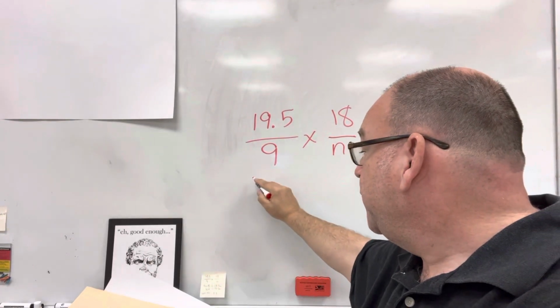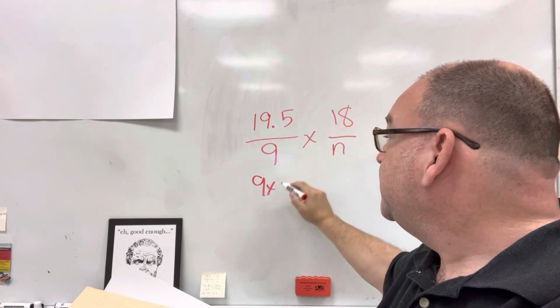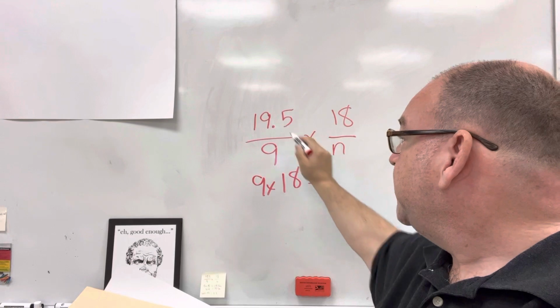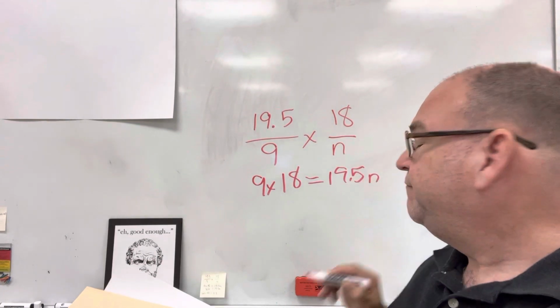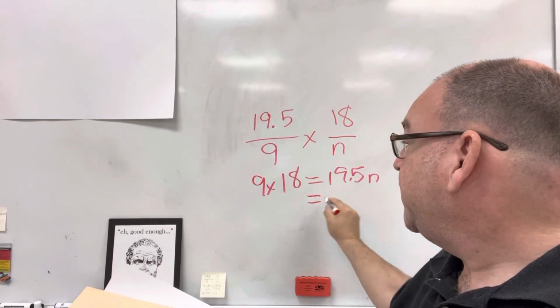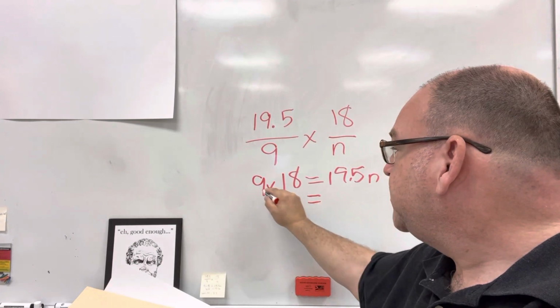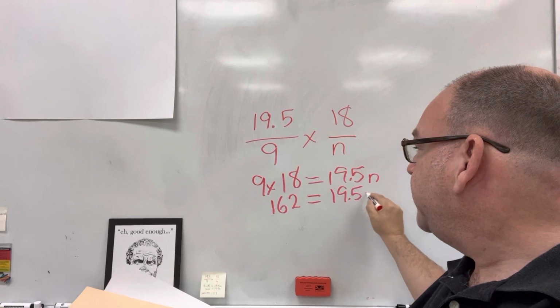So we have 9 times 18 equals 19.5n. So now we have to solve for n. So we got to keep things equal. So we know that 162, that's 9 times 18, is 19.5n.